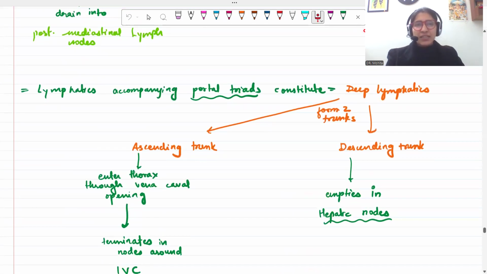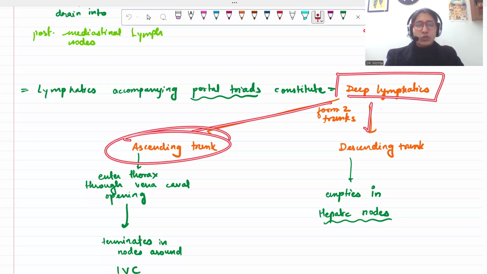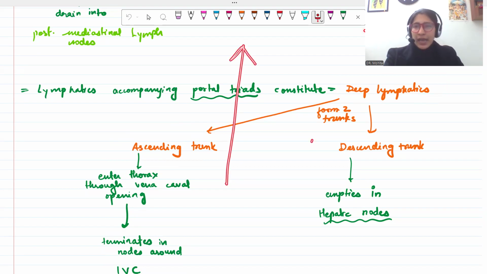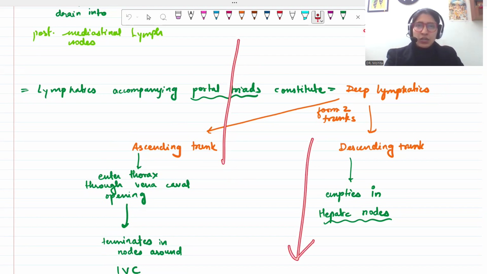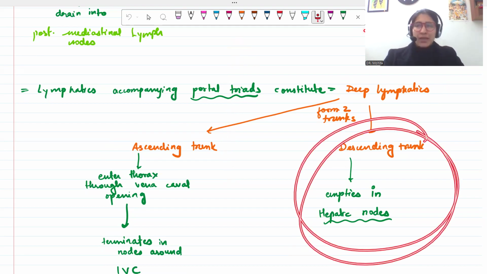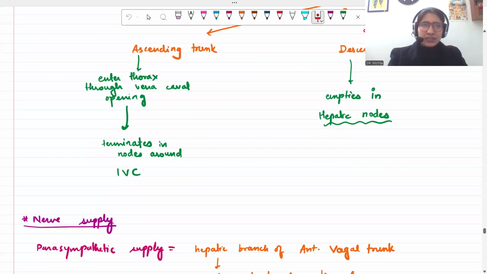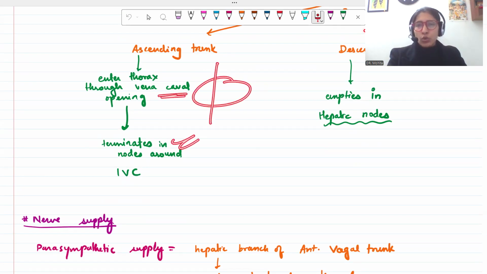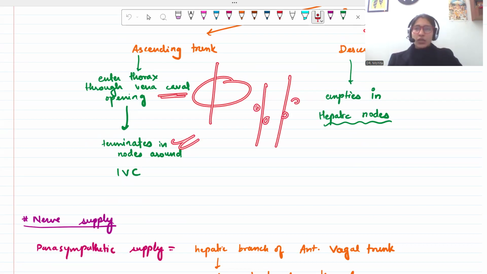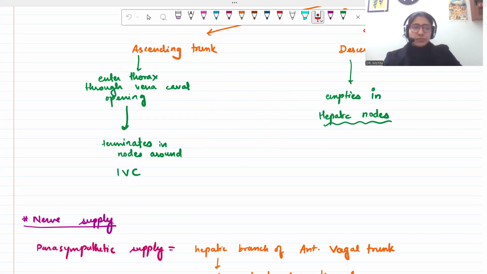Then the deep lymphatics that are accompanying the portal triads, that I already told you. These deep lymphatics will form two trunks, the ascending trunk and the descending trunk. Ascending trunk going upwards, descending trunk going downwards. The descending trunk will be emptying in hepatic nodes, and the ascending trunk will enter the thorax through the vena caval opening, and they will terminate into the nodes that are present around the inferior vena cava. That's it.